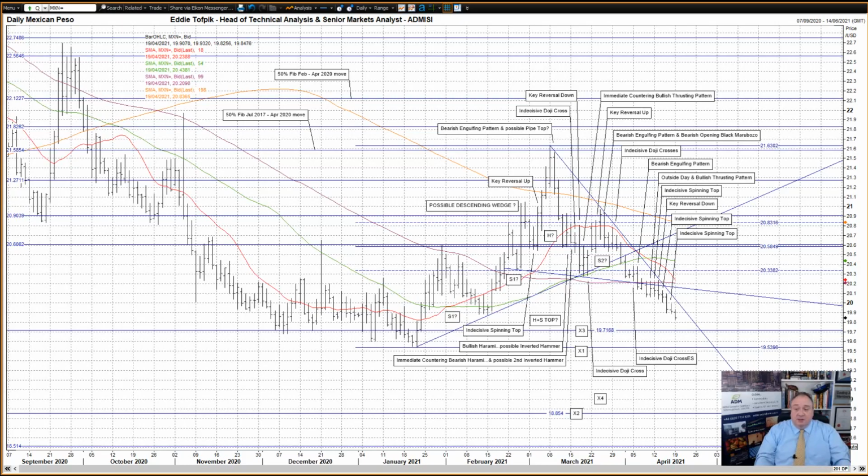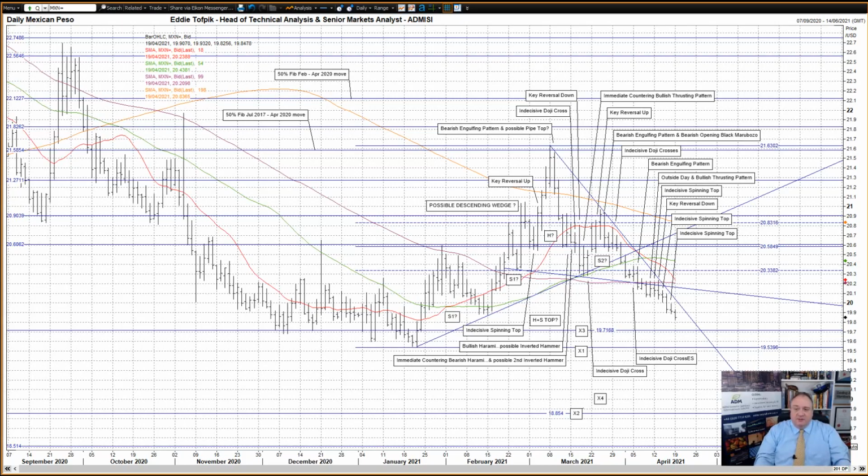These ideas are now coming to fruition. We've already achieved the descending wedge pattern target. What we have now is a possibility of two types of head and shoulder tops. One from mid-January to late March, and another from late February to early April.